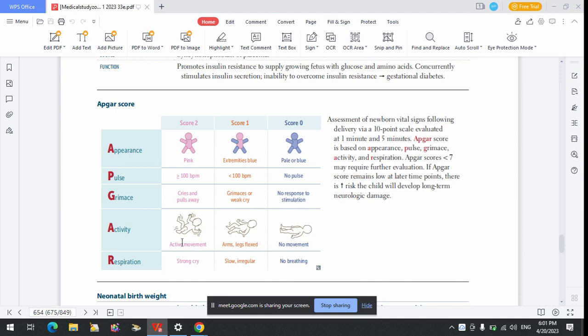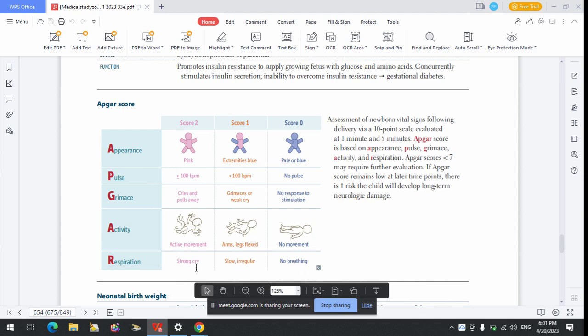Activity. If the baby is actively moving, moving all the limbs, extremities, everything, active movement, 2. If the baby is just flexing only the arms and the legs in a still position, that's 1. No movement at all, 0. Respiration: if there's a strong cry, 2. If the breathing is slow and irregular, 1. If there's no breathing at all, 0.